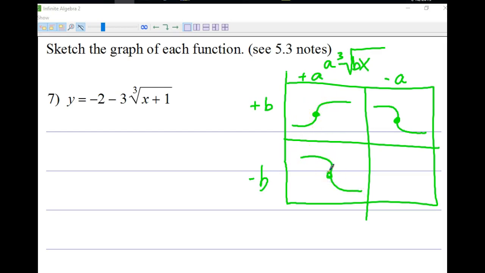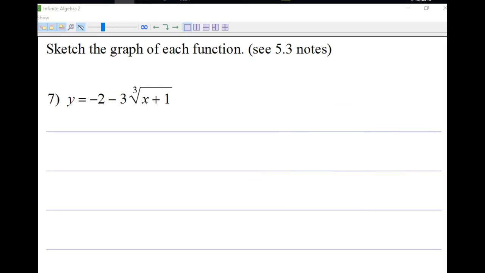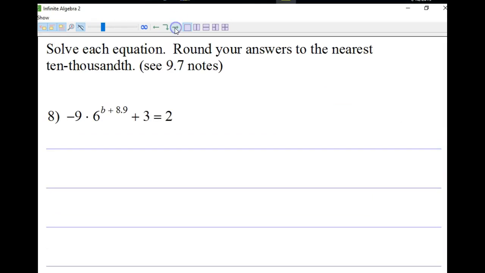Notice that a sideways reflection looks almost the same, actually exactly the same, as a vertical reflection. And if they're both negative, well, if I take this, flip it sideways and upside down, we're actually just going to end up right back to where we were. So if they're both negative, it looks like the original function. Okay? So that's the reflections for cubic functions. Been a while since we did that. All right, next one, number 8.